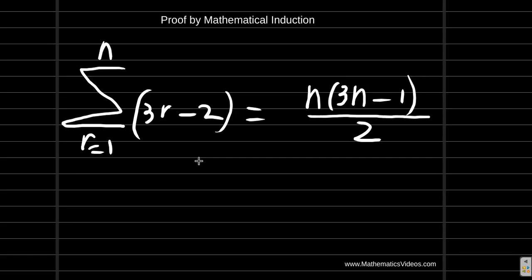We have this statement that we must prove by mathematical induction. It says the sum from r equals 1 to n of 3r minus 2 is equal to n(3n minus 1) over 2. I want you to pause the video, write this down on paper, go ahead and solve it, or to prove it I should say. Okay, are you finished? Let us look at it.